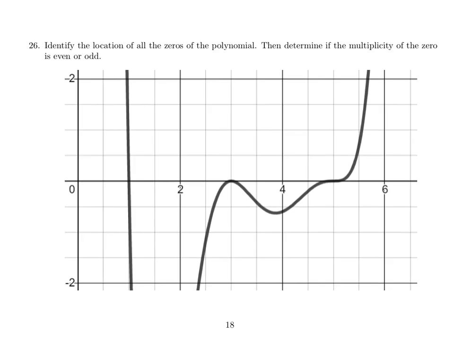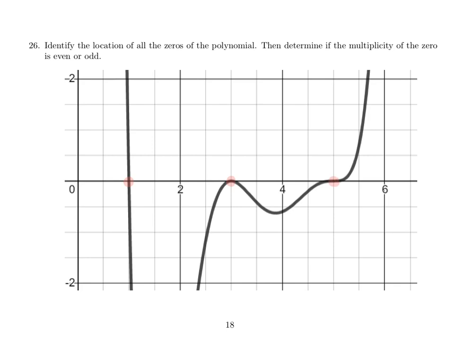All right, and number 26. It's the last one. Identify the location of all of the zeros of the polynomial. Then determine if the multiplicity of the zero is even or odd. This is a little bit different than what we talked about in class, but let me just explain what it means. This one's pretty easy, so I don't want you to lose points on this one. The dark, thicker line is what we're looking at. We're looking for the zeros, which is where it crosses the x-axis. That happens at 3 places. So there are the zeros.